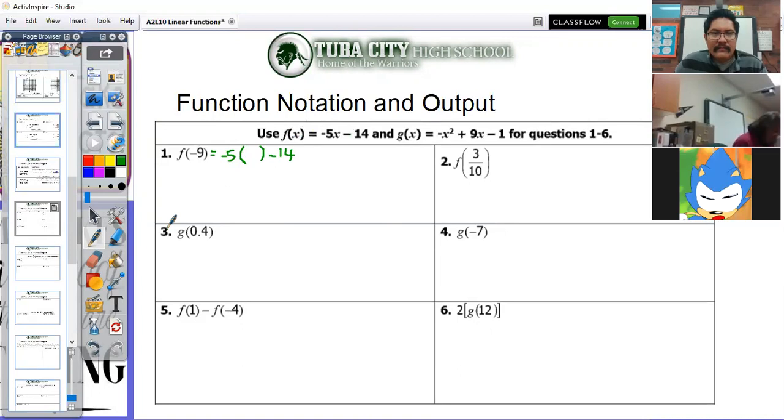Okay, now I am going to need to put in negative 9 and evaluate it. So negative 9 times negative 5 is going to be 45 minus 14. And this is going to be, let's see, 31. So 31 is the result. So the way you would read this is f of negative 9, or the function at negative 9, is 31. So if I put in negative 9, I get back 31.